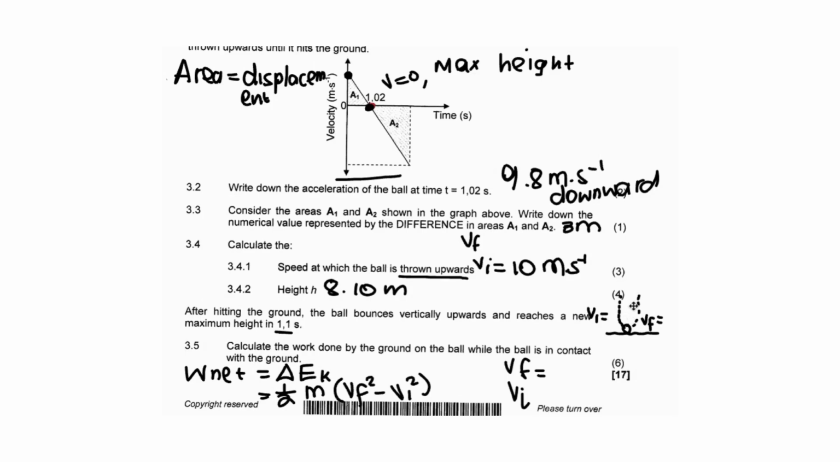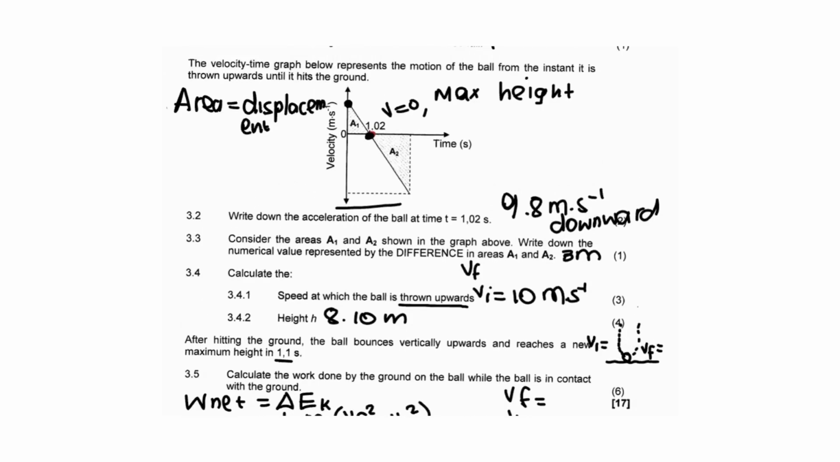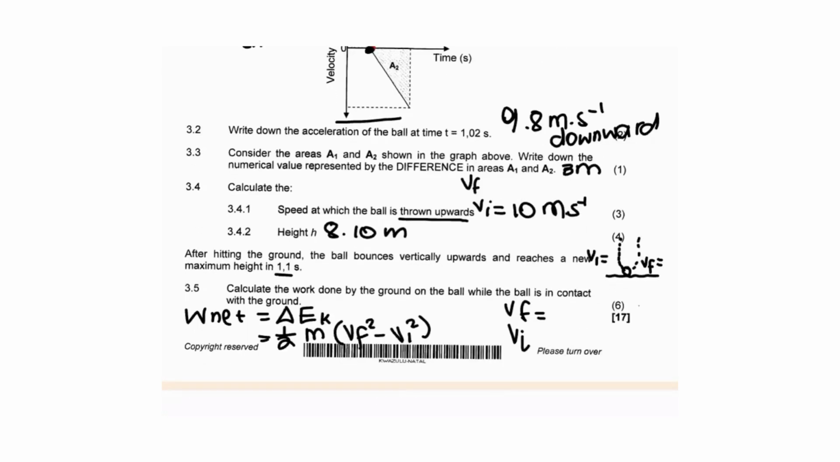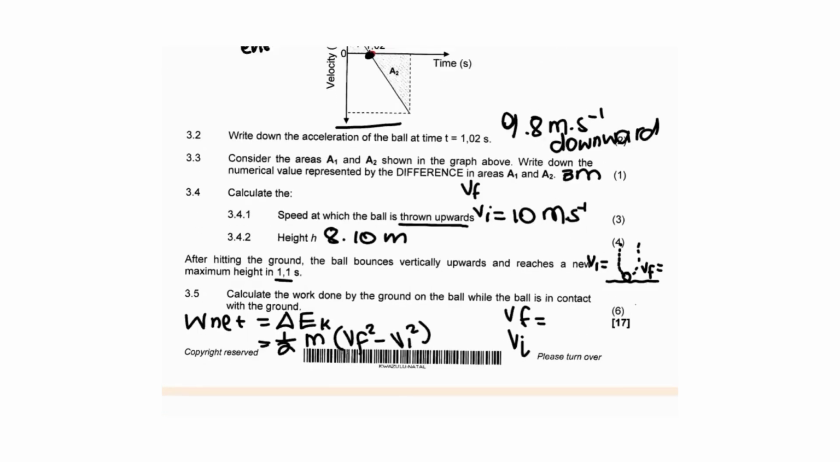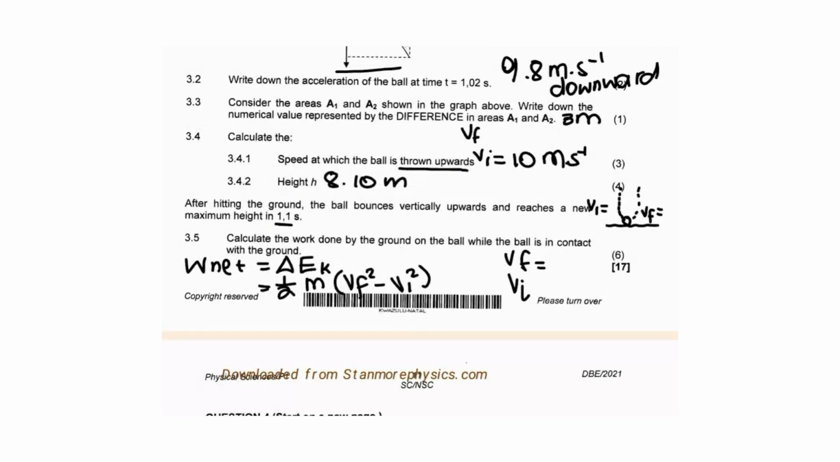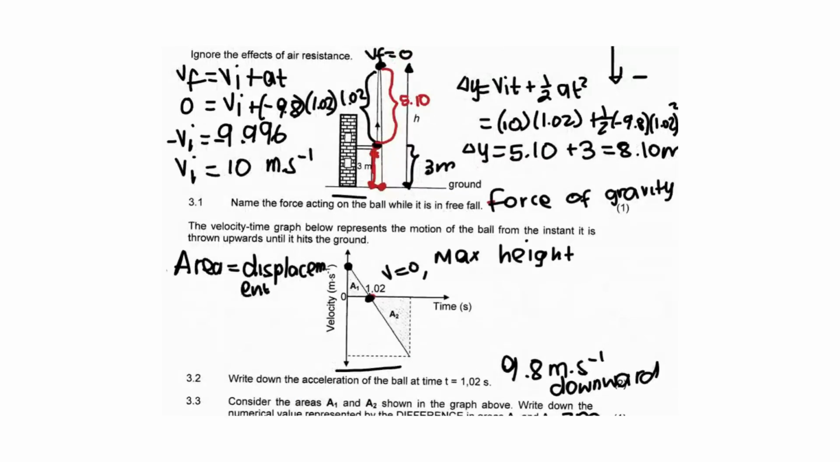I'm just trying to check if we did calculate the velocity that it hits the ground with. It doesn't look like we did. So we have to find two velocities: the velocity that the ball hits the ground with, and the velocity that the ball leaves the ground with. For the first one, I'm looking at it coming from the top here, so I'm going to use 0 as V initial, and I'm looking for V final.